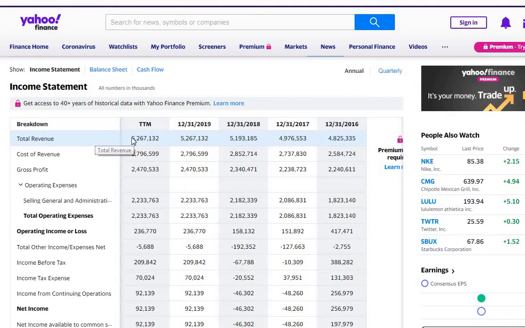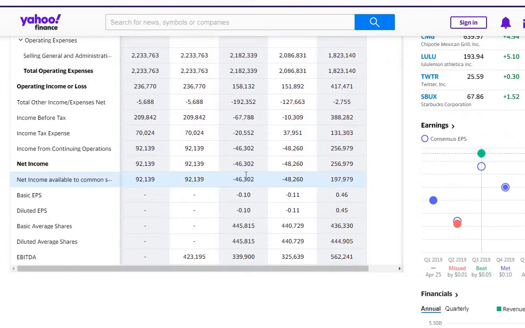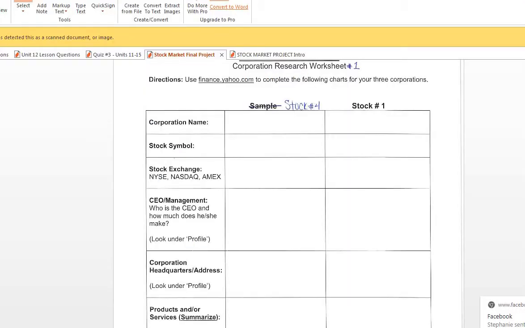The next thing we want to look at is financials. This tells you how much revenue they made and when they made that revenue. Their gross profit is on this row. Net income is down here, and so on and so forth. So you'll need this specific data to fill out your page. Let's go back to that real quick.